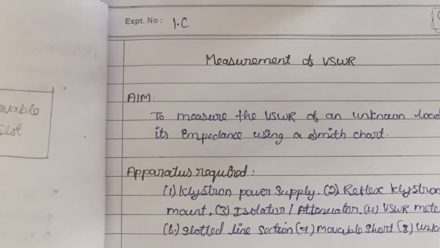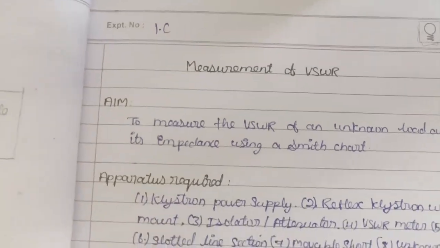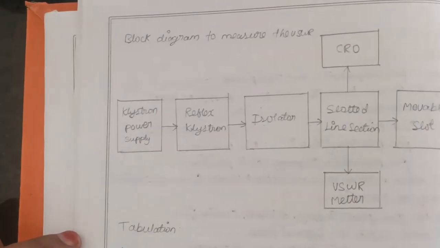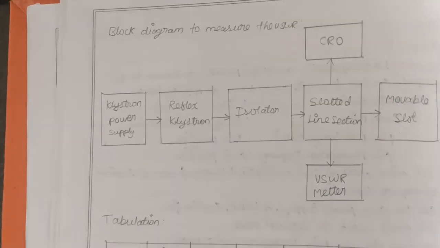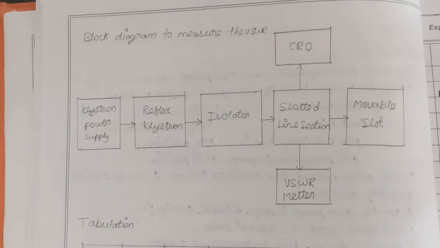Thank you. Hello everyone, today we are going to discuss the measurement of VSWR experiment, and this is the block diagram, the same diagram for all the experiments: Klystron power supply, Klystron mount, isolator, frequency meter and slotted line section, a movable slot, CRO and VSWR meter.